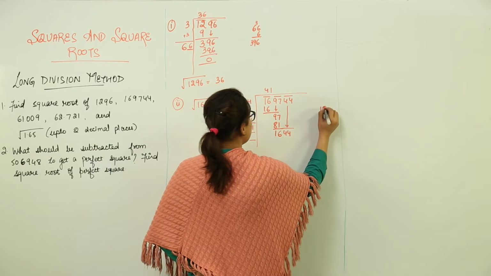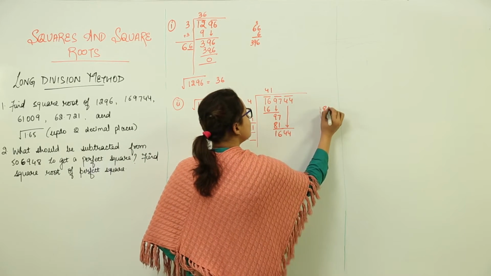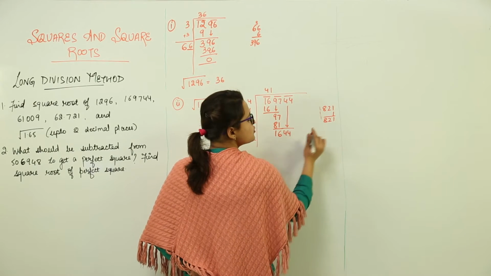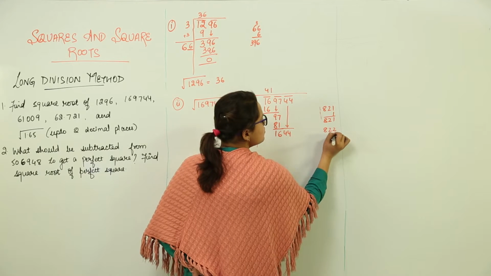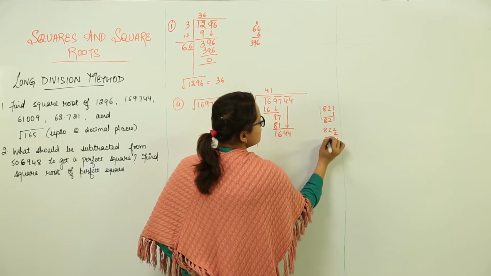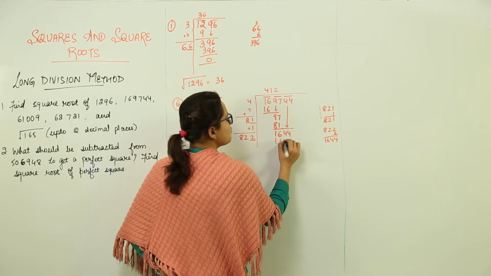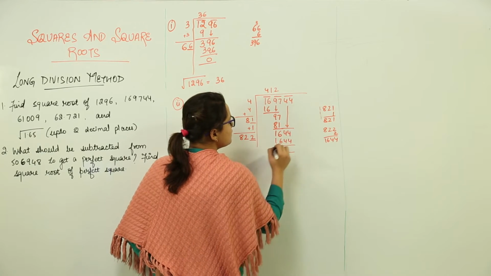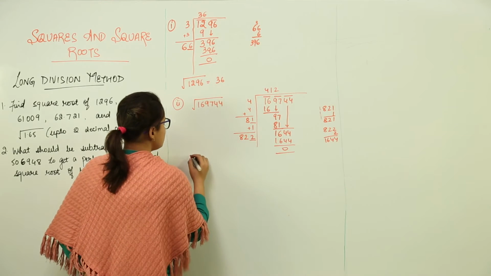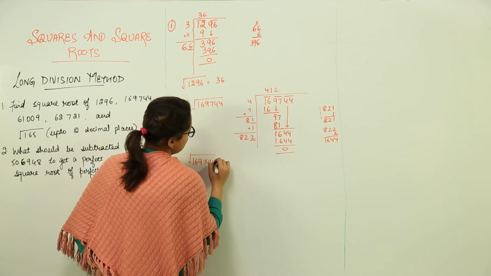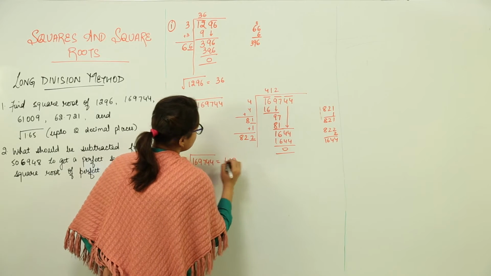Okay, we can check that with 1. 82 ones would be 821 only, that is too less. Let us check with 2. If we do this with 2, it will be 1644. That means we will have to do this with 4. Now here we get the remainder 0. So the square root for this number will be equal to 412.